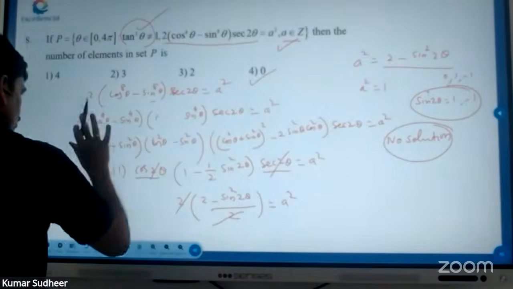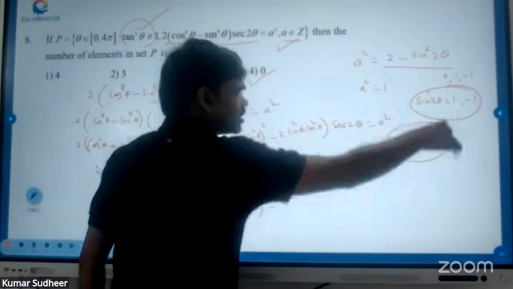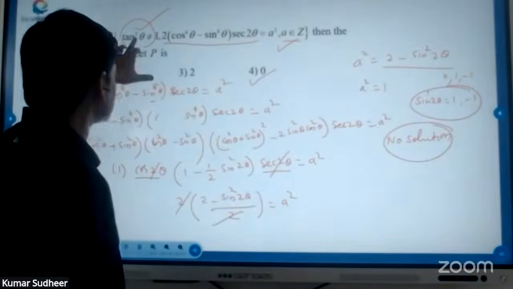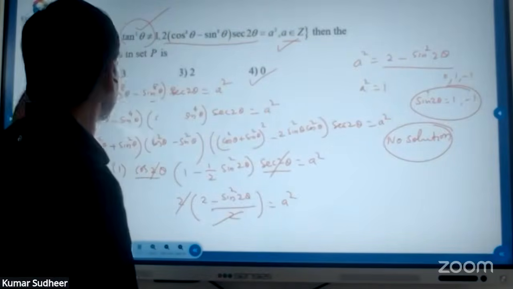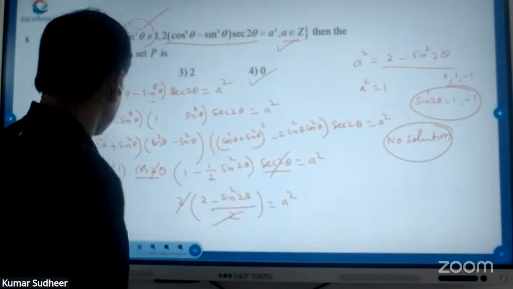So this is also a good question, since many students will solve it. Here there is a trap actually that you have to take. If you don't see this, many students will calculate the values from 0 to 4 pi and get the answer, and that may go wrong.